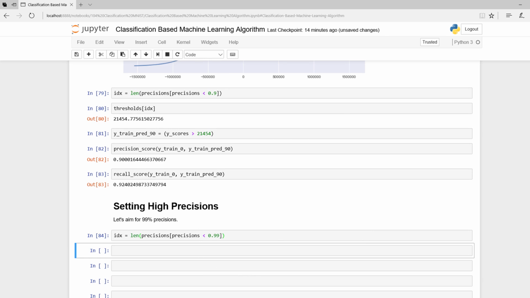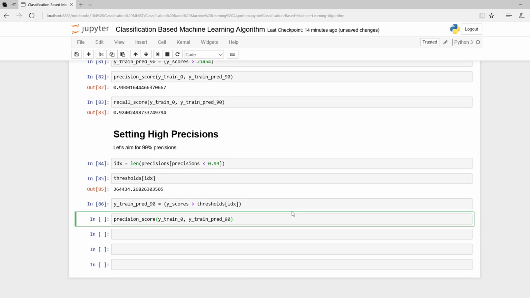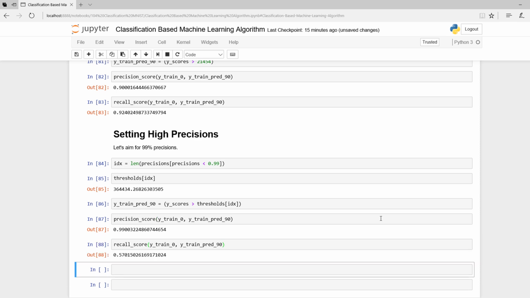Okay, now the precision is 99 rather than 90. The threshold, we just make use of that threshold there rather than feed the figure in ourselves manually. And let's calculate the precision score. Notice that it's now 99%. And I'm pretty sure you know by now that the recall score will suffer. And it did suffer quite substantially, down to 57%. So I hope that has been helpful to illustrate the so-called precision and recall trade-off.